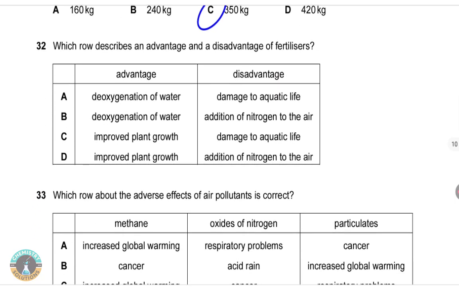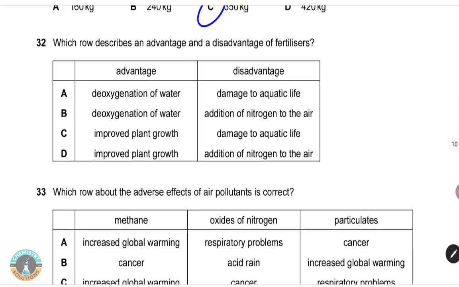Which row describes an advantage and a disadvantage of fertilizer? So fertilizers' advantages are: deoxygenation of water, improve plant growth. Yes, C and D, improve plant growth is correct. Now come towards the disadvantage. Disadvantage is damage to aquatic life, yes, definitely. Addition of nitrogen to the air, no. C is the correct option.